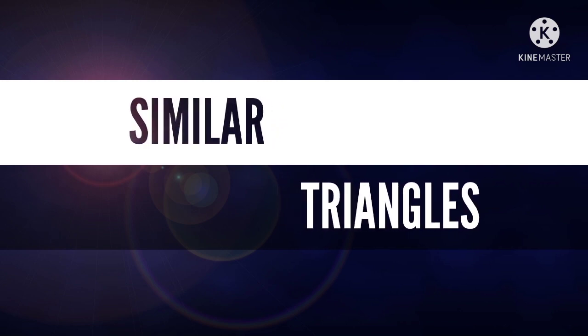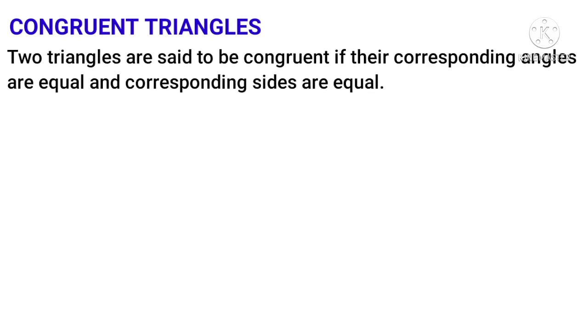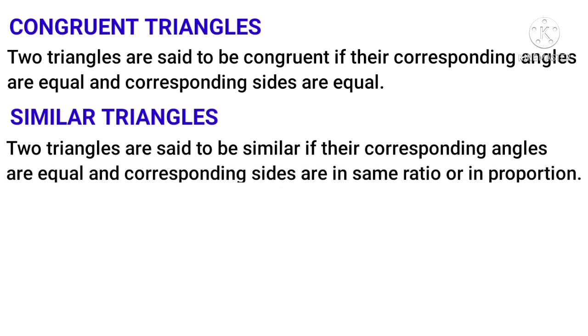Now we'll discuss the chapter similar triangles. Before we study similar triangles, let us understand what congruent triangles are. Two triangles are said to be congruent if the corresponding angles are equal and the corresponding sides are also equal. But when it comes to two similar triangles, the two triangles are said to be similar if the corresponding angles are equal and the corresponding sides are in the same ratio or in proportion.